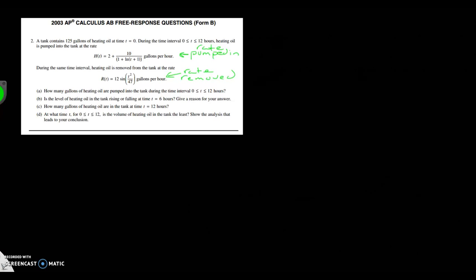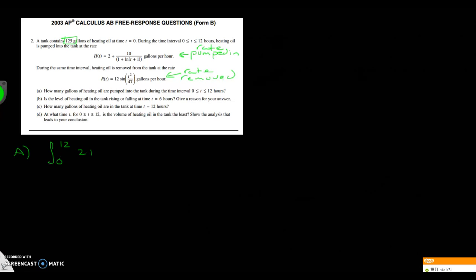So part A says, how many gallons of heating oil are pumped into the tank during the interval 0 is less than or equal to t, which is less than or equal to 12. One thing that I want to point out is this 125 is going to be important, but not for part A, for the other parts, if it asks how much oil is there. So for part A, if you want to know how many gallons of oil are pumped in, you would just do the integral of the rate, 0 to 12.